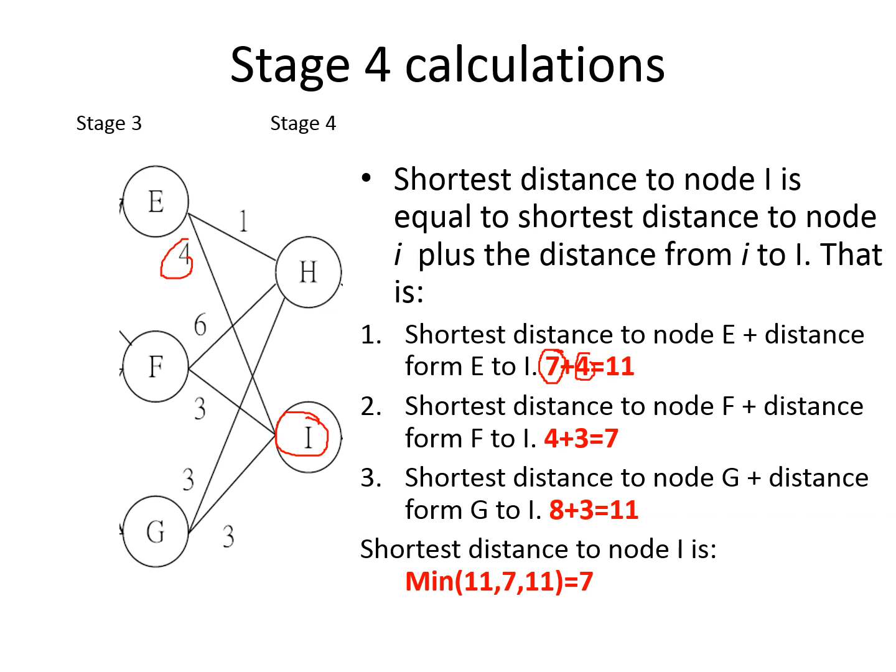Similarly, the shortest distance to F is 4, plus the distance from F to I is 3, and thus the answer is 7. And then the shortest distance to G is 8, that's from the previous sub-problem, plus the distance from G to I, which is 3, and thus the answer is 11. Now the shortest distance to node I becomes the minimum of all these 3, 11, 7, and 11, thus it's 7. Now we're done with the solution of the third sub-problem.